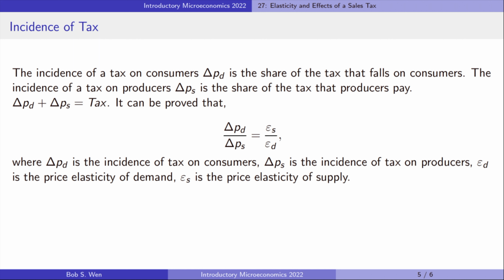It can be proved that for a given supply elasticity, the more elastic the demand, the less the consumers bear the tax burden. Similarly, for a given demand elasticity, the more elastic the supply, the less the producers bear the tax burden. That is, the relatively more inelastic party bears more tax burden.